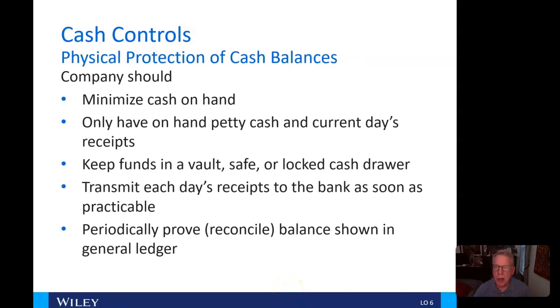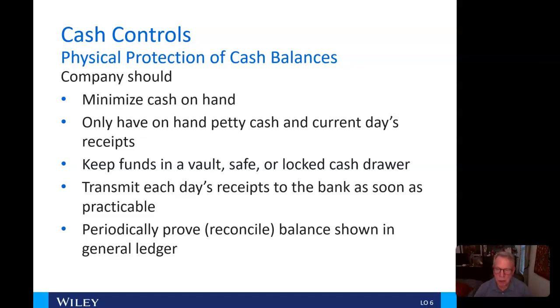Okay, physical protection. Minimize the amount of cash we have on hand. Only have on hand the petty cash and current day's receipts. Keep all funds in a vault safe or locked cash drawer, physical control of that. Transmit each day's receipts to the bank as soon as practical. And if you have a lockbox, you don't need to worry about that. It's a lot safer and better to do it that way. Periodically reconcile your balance shown in the general ledger.